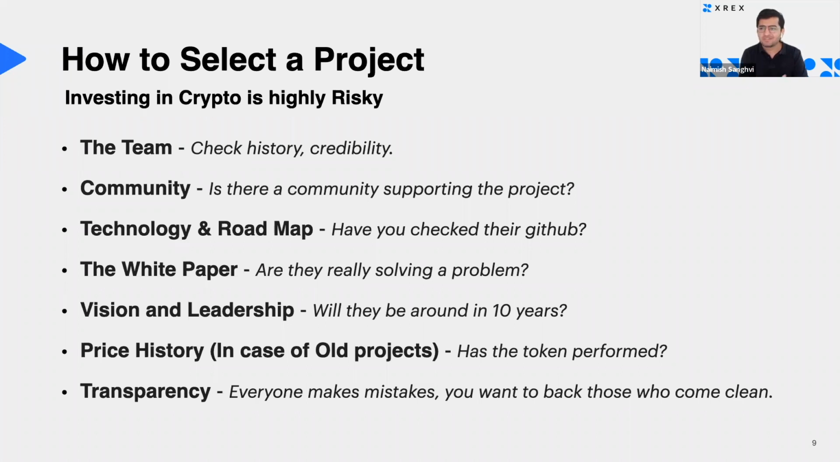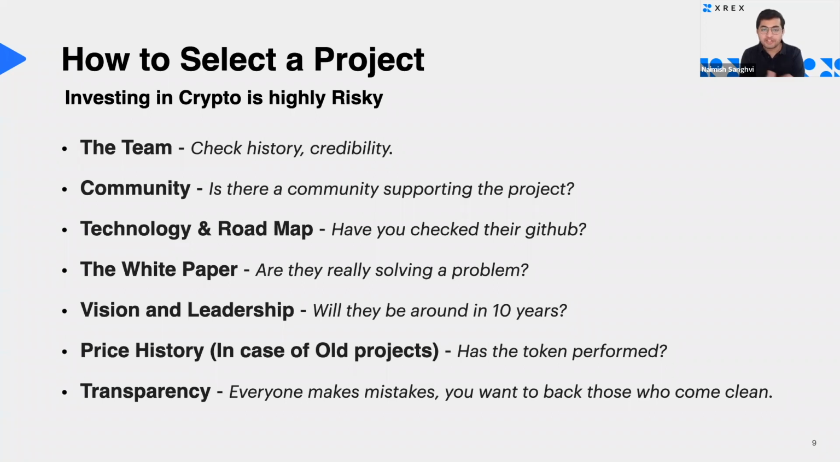Then you have the white paper. It's the Bible for a crypto project. They will tell you exactly what kind of problem is there in the industry and how they're planning to solve it. But what you should be asking is, is this really a problem that needs solving? Is this really a problem that needs my attention? And if it is, are they really solving it? And if the answer to these questions is yes, then maybe it's a good time to back that project, because if they're solving a problem that actually exists, in the long run, it could be a good idea.